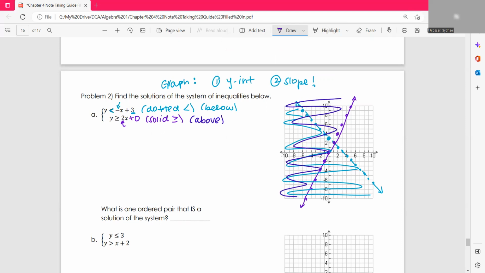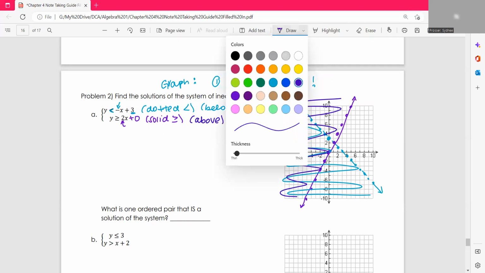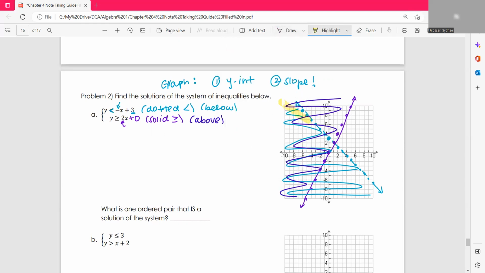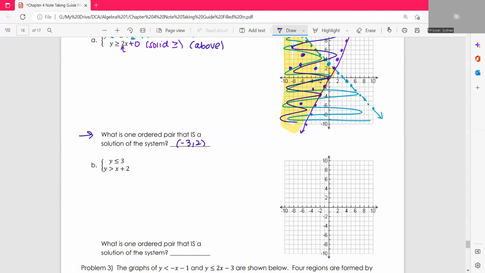So then my solution is everything that's shaded twice, right? So when we look at the shaded region, we are looking at right here, because notice this region is shaded twice. So the question that we're going to see a lot is, what is one ordered pair that is a solution? We can pick any point that's in this yellow region. Doesn't matter, I could just pick any one. I'll go -3, 2. We can have any of these points. All of us could have different answers as long as we're in that yellow region. Okay, let's check out B here.